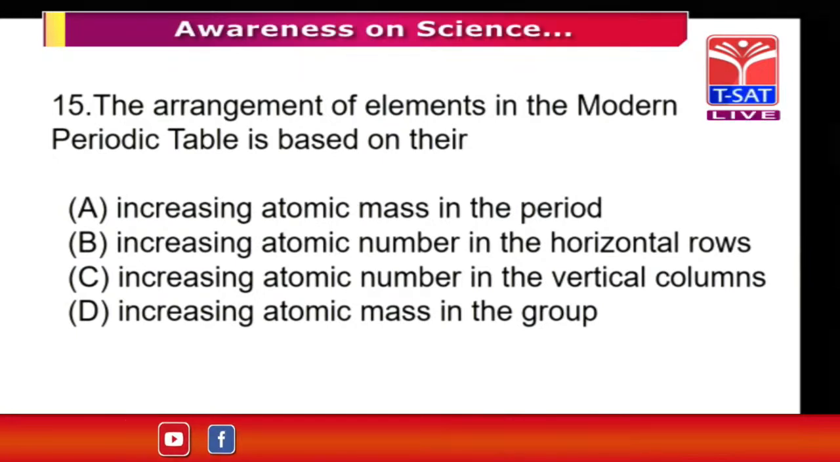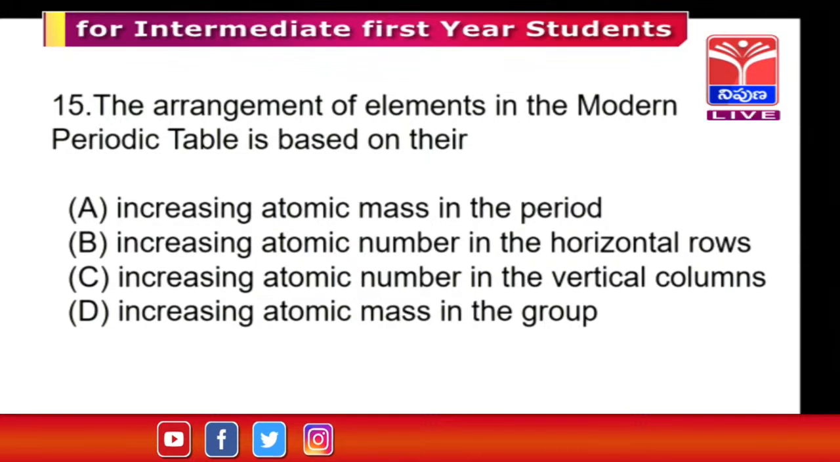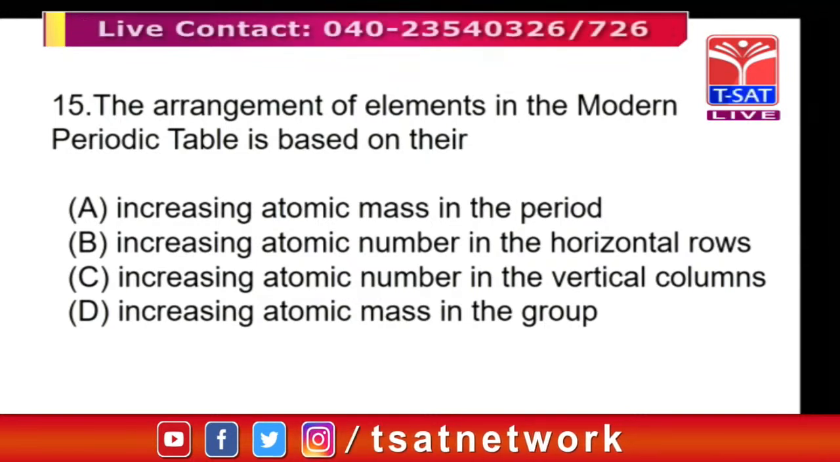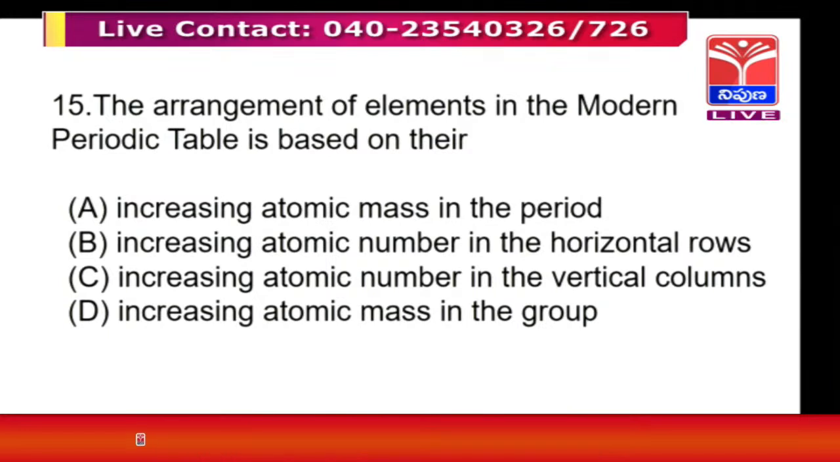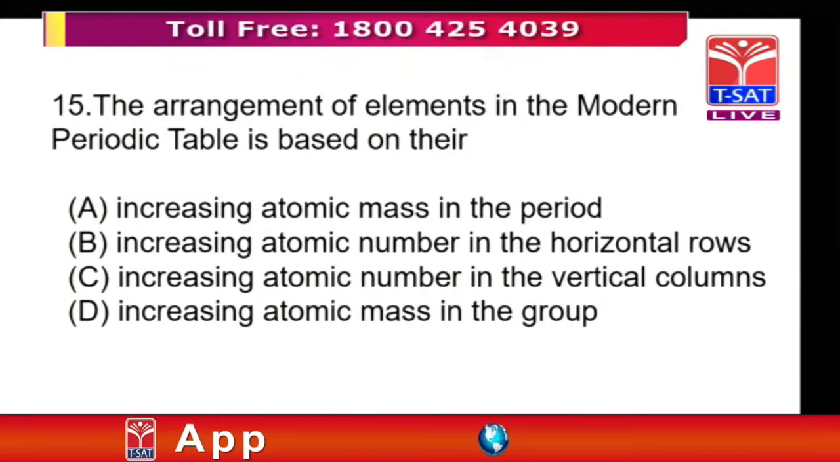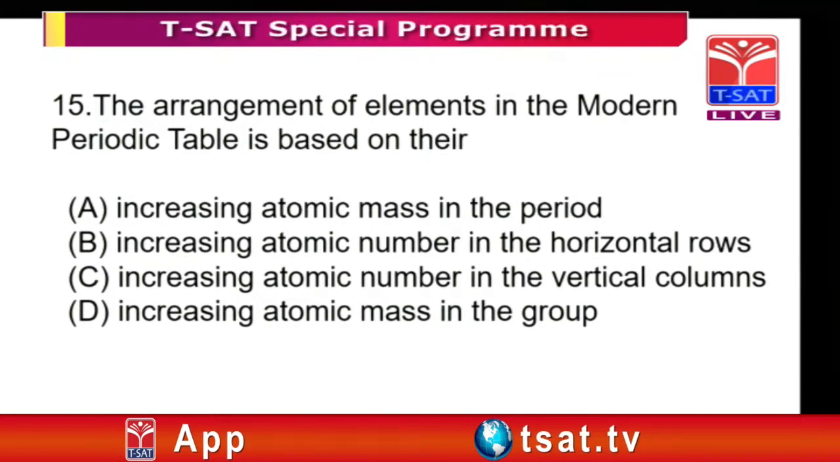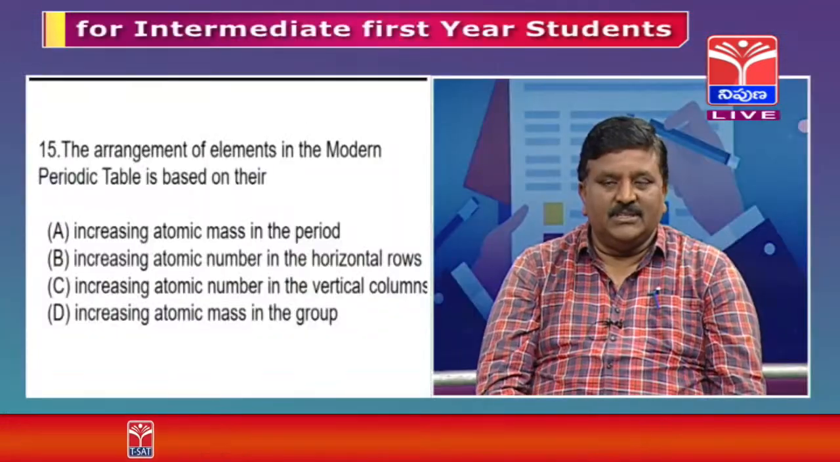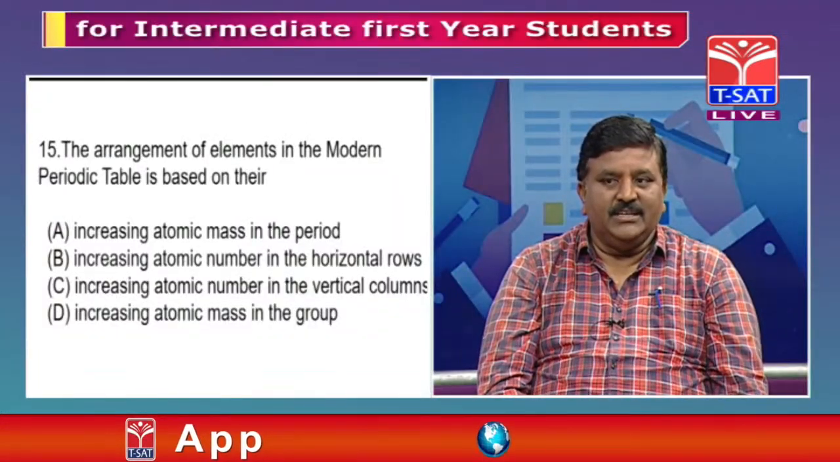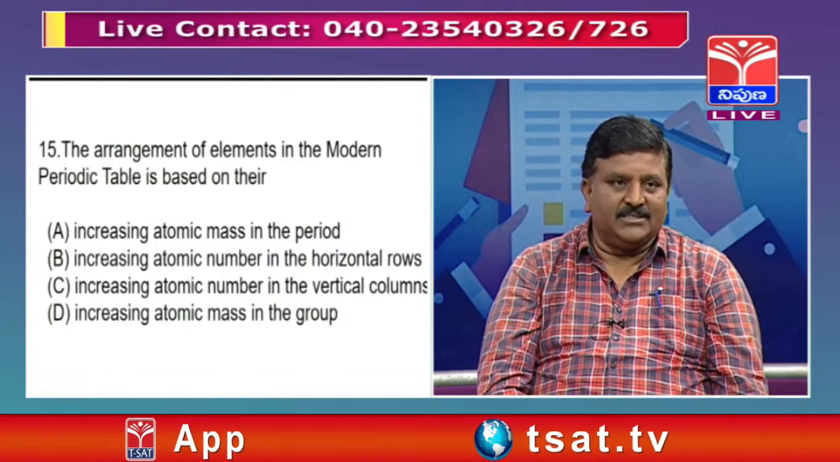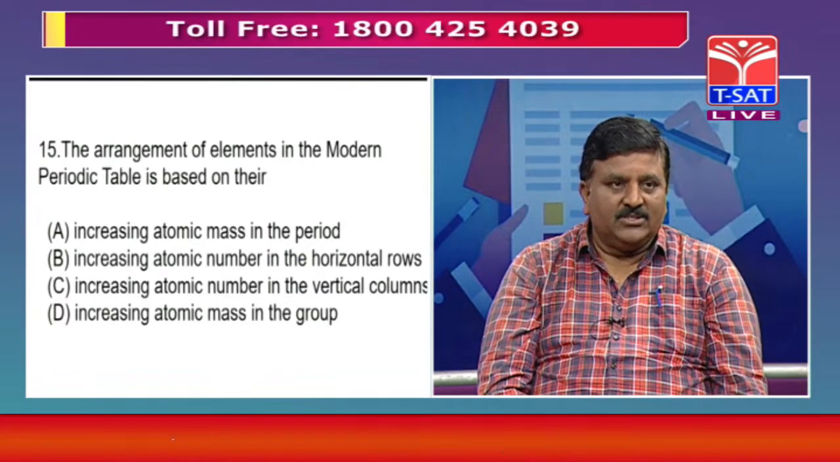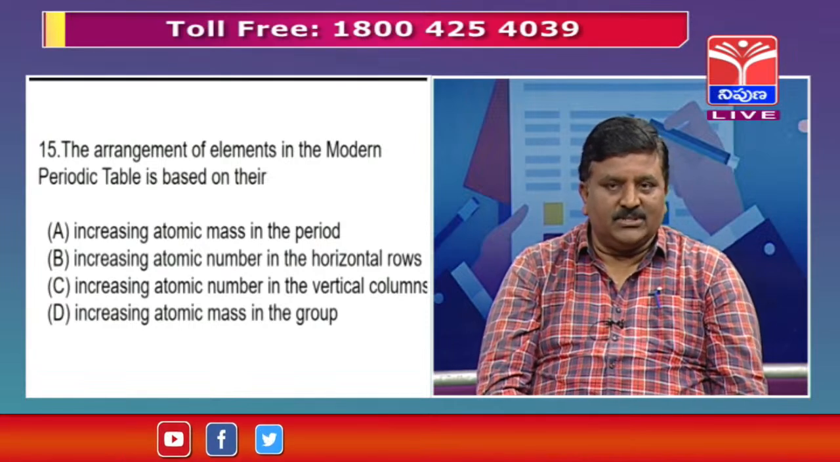Yes, sir. Based on atomic mass, Dobereiner and Mendeleev periodic tables are designed. Regarding the modern periodic table, this is designed based on atomic number, and its properties are based on electronic configuration. Let us see the options. The first option is increasing atomic mass in the periods. Periods are the horizontal rows.